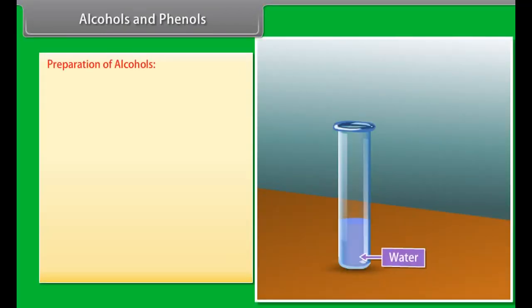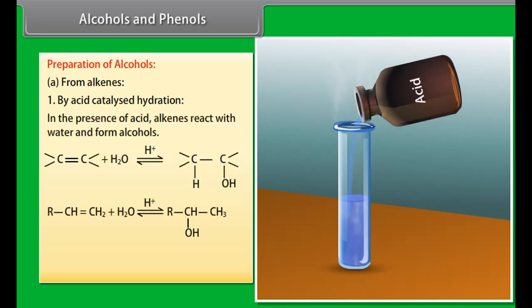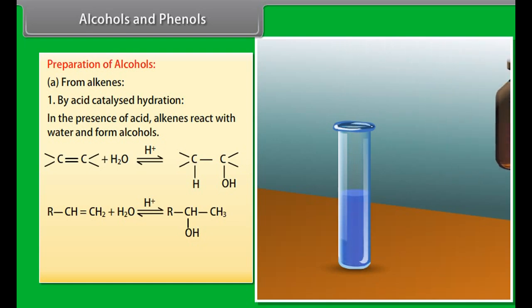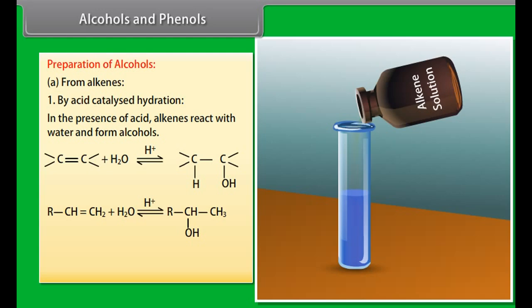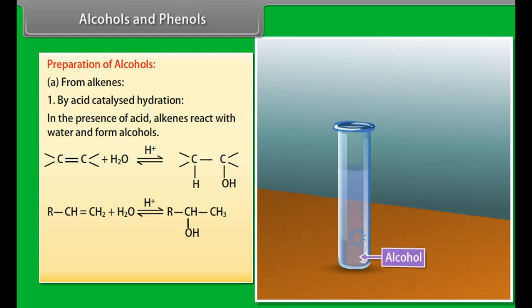Alcohols and phenols. Preparation of alcohols. From alkenes, by acid catalyzed hydration. In the presence of acid, alkenes react with water and form alcohols. Alkene reacts with water in the presence of acid and then forms respective alcohol.